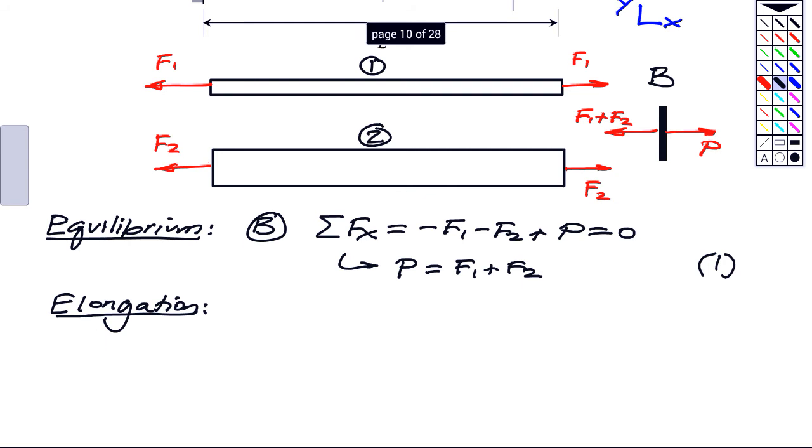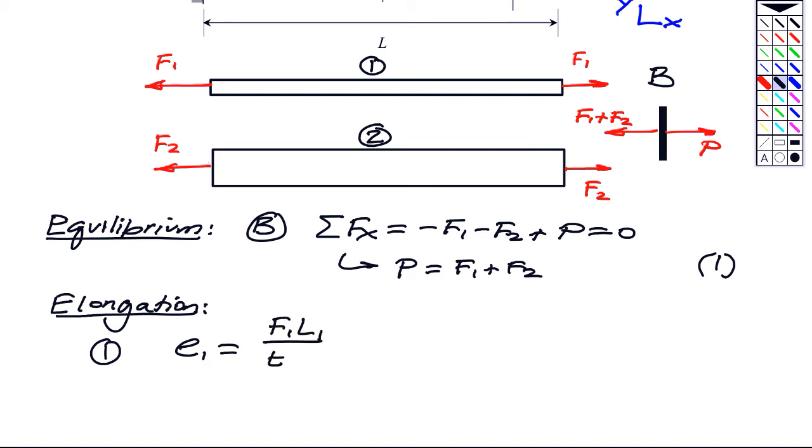One for the rod, one for the tube. So for the rod, that elongation e1 is equal to F1 L1 divided by E1 A1. We can say that this is length L, so therefore from this I see that the load F1 is equal to the material property for 1, the cross-sectional area for 1, elongation of 1, divided by the length. So that's going to be my equation 2.